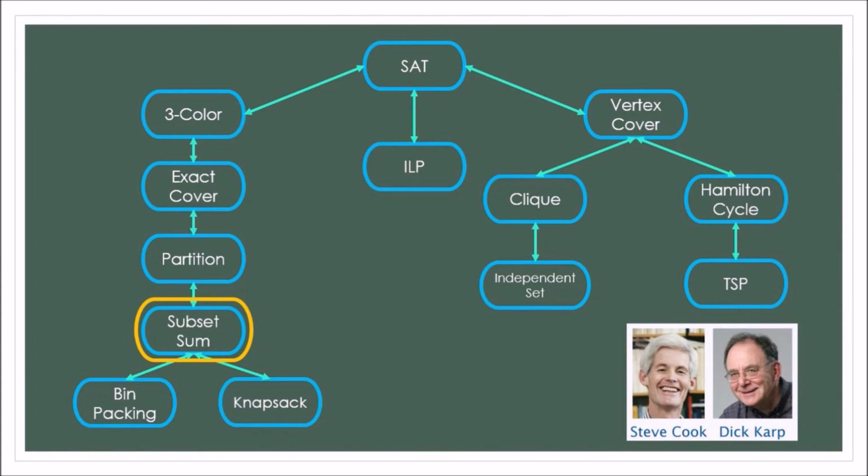So if we find a polynomial time algorithm for just one of them, all of them would be solvable in polynomial time. But nobody has yet found such an algorithm. That would be already a strong evidence that the subset sum problem might be intractable.